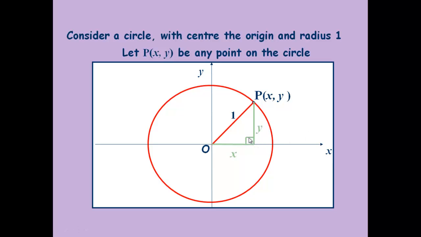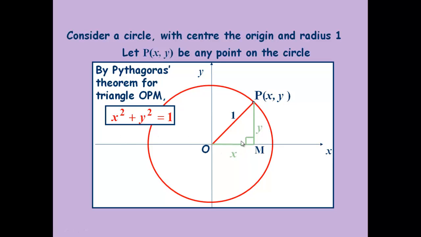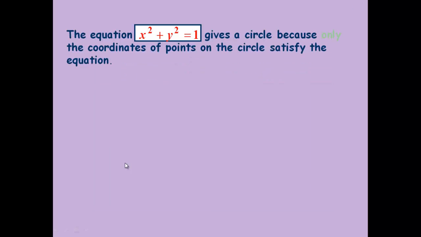and the fact that we have a right angle here, then if we use the triangle OPM, we can see by Pythagoras' theorem that the sum of the squares of the two smaller sides equals the hypotenuse squared. So we get x squared plus y squared equals 1. This equation, x squared plus y squared equals 1, that we've got from Pythagoras' theorem, is an equation that ties together the x and y ordinates on the circle. So any point on the circle satisfies that equation.